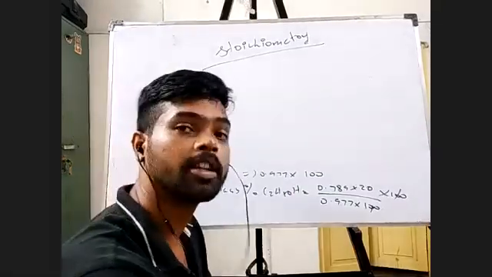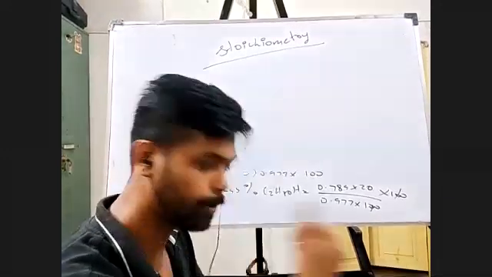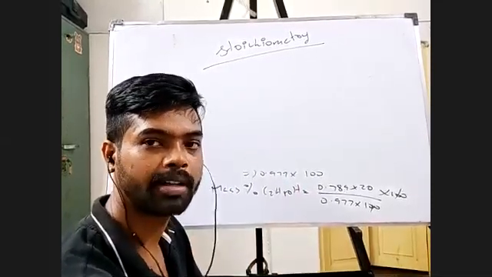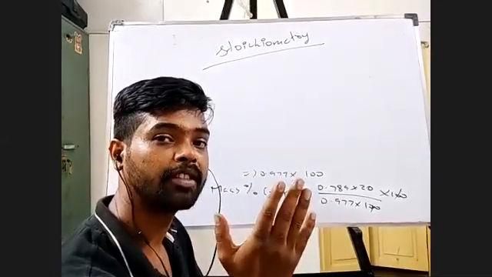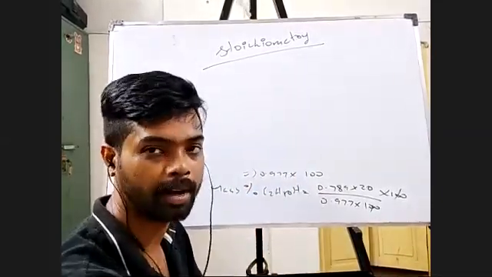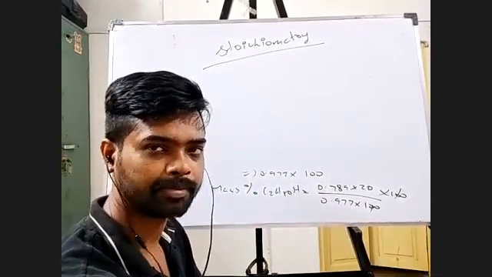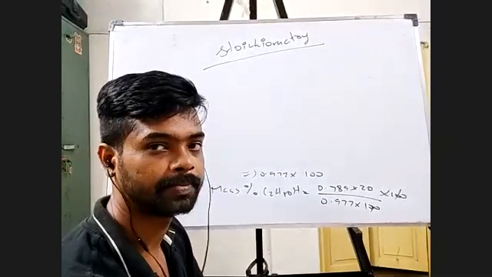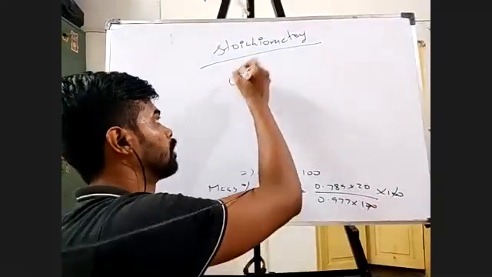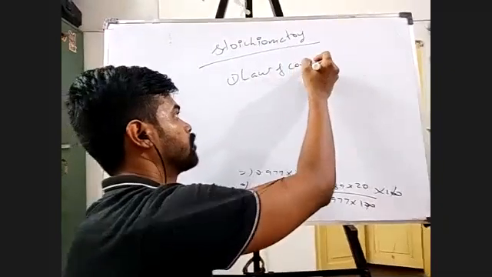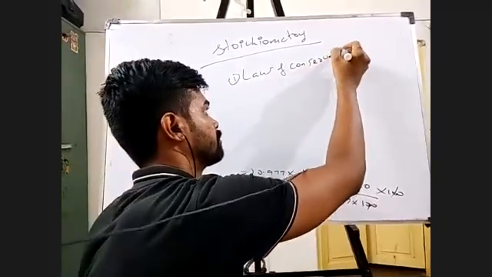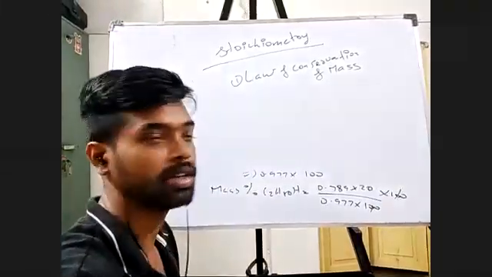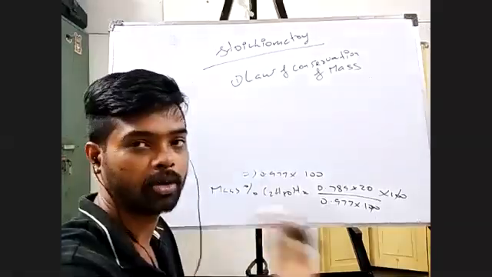So stoichiometry is basically a process in which if a certain information about one of the reactants or one of the products is given, I will be able to find the information about all the other reactants and all the other products. Fine. So for me to do stoichiometry, you need to follow two laws. The first law is called law of conservation of mass, which you already know. What does the law say?